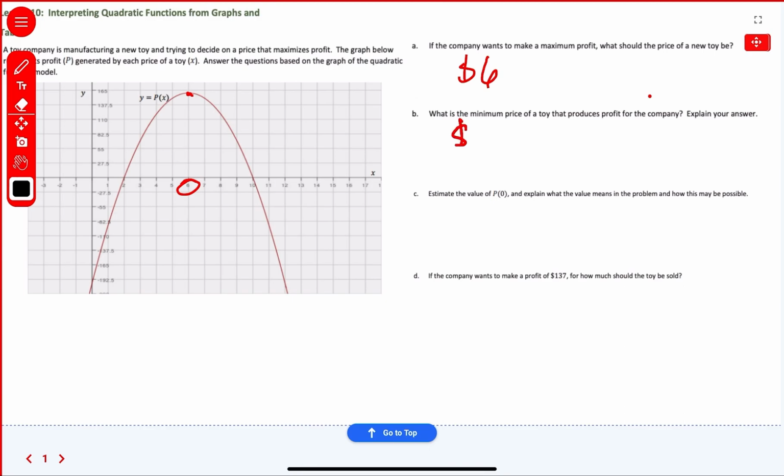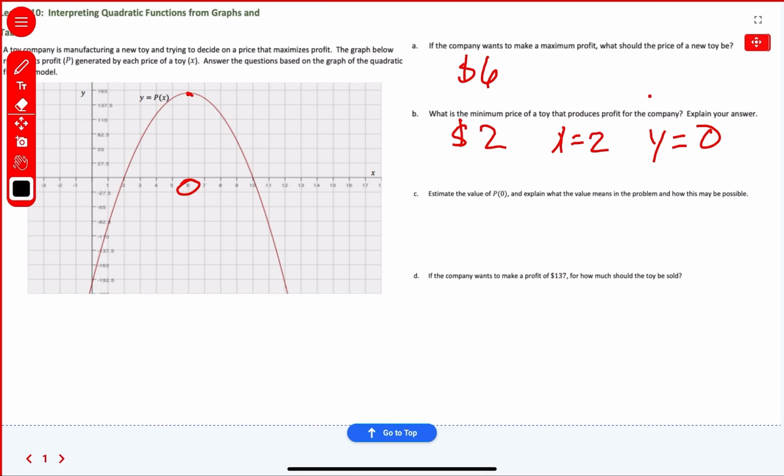What is the minimum price of a toy that produces profit for the company? We will say $2 because that's where it crosses the x-axis, right? So at $2, you are breaking even, basically. You start making profit after you've charged $2. Explain your answer. Yeah, that's one of our x's, right? So x is equal to 2. That means y is equal to 0.